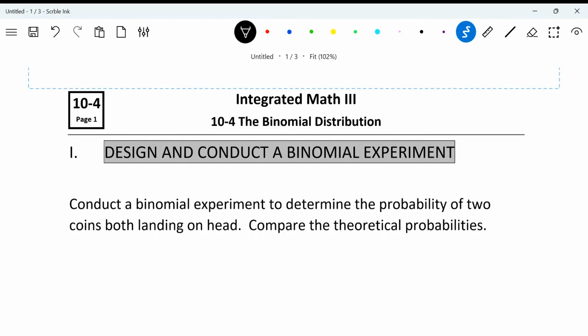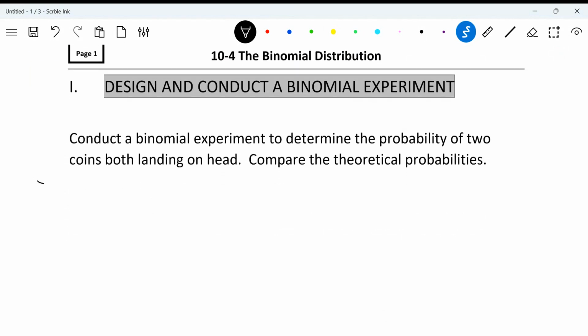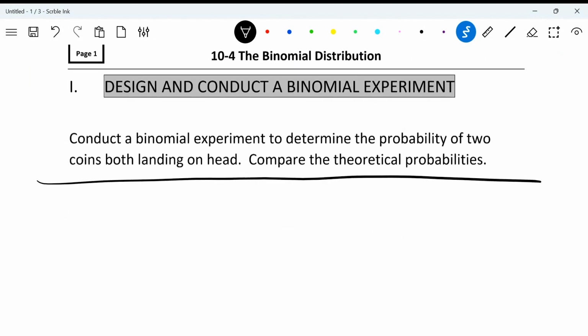Welcome. We are going to look at a binomial experiment right now and the steps to design and conduct one. So we're going to look at the probability of two coins both landing on heads, each of them heads, not tails. So step one, we have to define the trial.